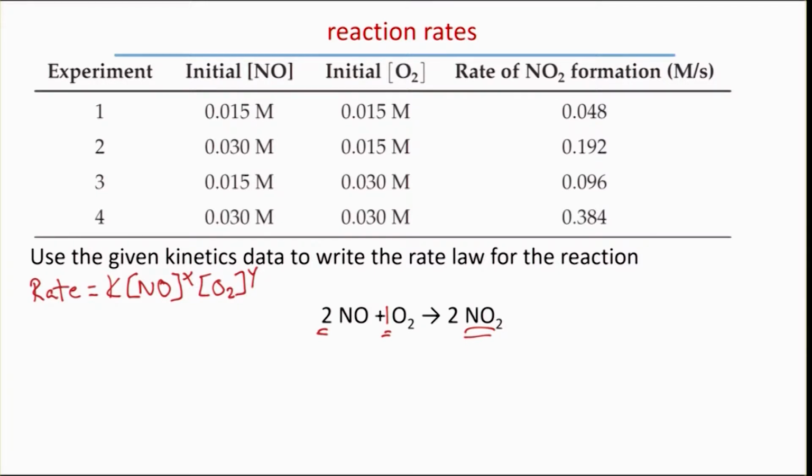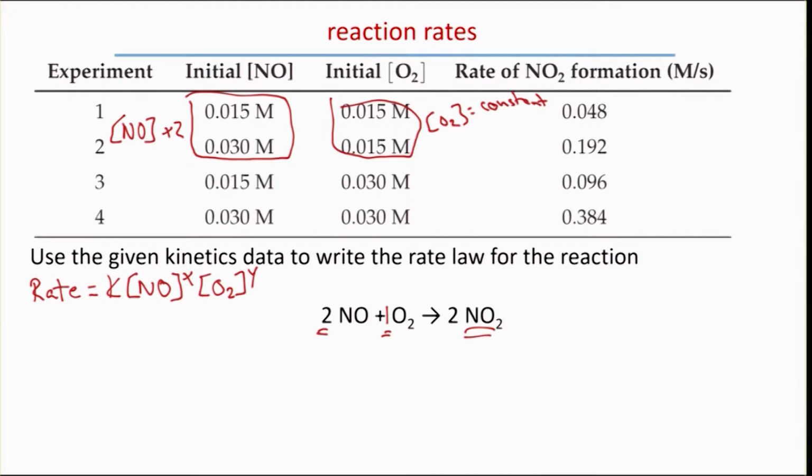It looks like there's probably two places that you could look for this, but let's just look at experiment 1 and 2. In experiment 1 and 2, the concentration of NO goes up by 2. It went from 0.015 to 0.03. And the concentration of O2 is constant. So the only change in rate is due to the NO. It's not going to be due to the O2 because that stayed the same in both cases.